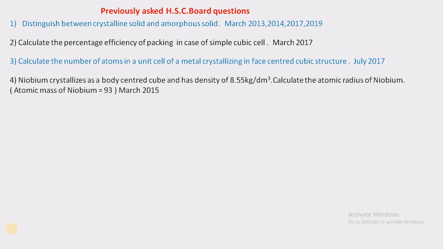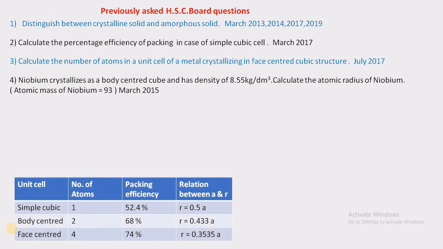Now the numerical based question: niobium crystallizes as a body centered cube and has a density of 8.55 kg per dm cube. Calculate the atomic radius of niobium. Atomic mass of niobium is equal to 93, and this question was asked in March 2015. And hence I have given some hints on how to remember and how to calculate these things. We must know the formula of density is equal to n into capital M divided by a cube into Na.